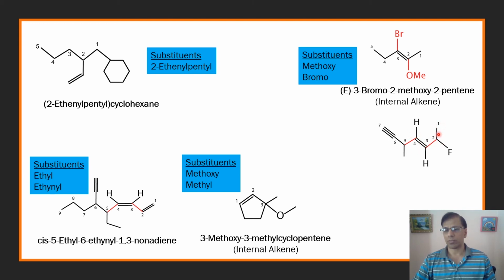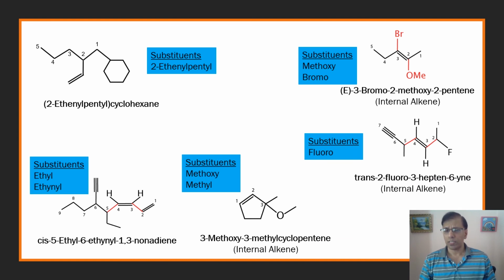So you have numbered it from this side and not from the other side. And the substituent is fluoro right here, and the two hydrogens are on opposite sides, so it is a trans double bond, and so it will be named as trans 2-fluoro 3-heptene 6-ine. So 3 is the number for the double bond and 6 is the number for the triple bond.